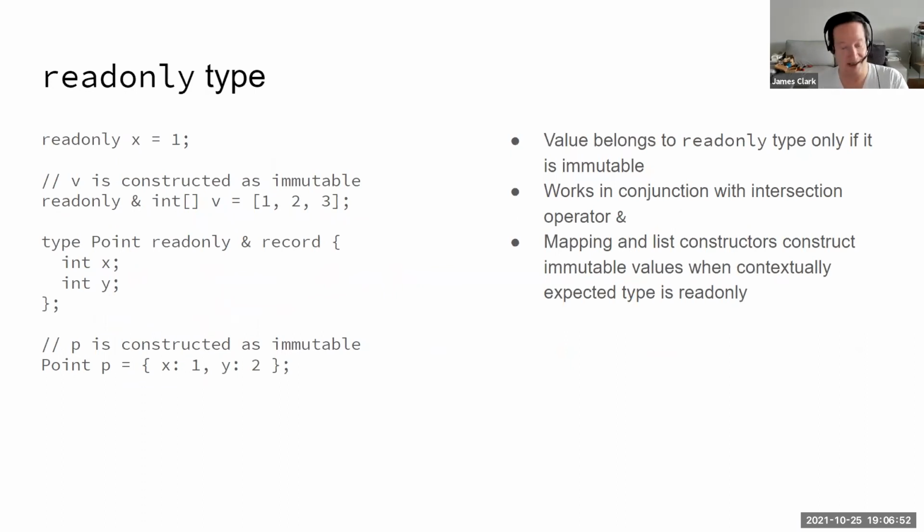But to make that work, we actually have to bring this concept of immutability into the type system. So we do that by adding a type, read-only. And that combines with intersection typing. So read-only by itself means that the value is immutable. So a value belongs to the read-only type only if it's an immutable value. Suppose I want to have an immutable array of ints. What I say is that it's an array of ints and it's read-only. So when I say the type I'm expecting is a read-only array of ints, this thing here will then construct an immutable value.